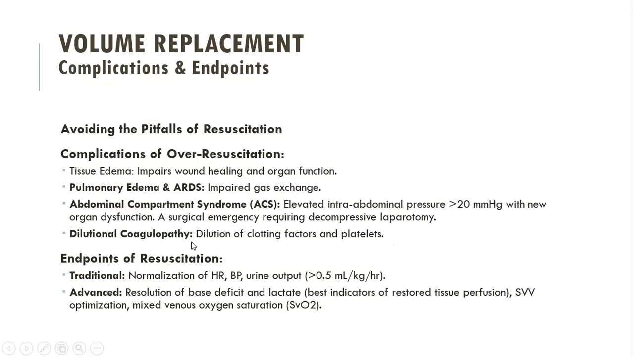Now, what should be the endpoints of resuscitation? Additionally, there should be normalization of heart rate and blood pressure, and urine output should be greater than 0.5 ml per kg per hour. In the advanced setting, resolution of base deficit must be there, and lactate must be in the normal range. These are the basic indicators of restored tissue perfusion. And also SVV optimization and mixed venous oxygen saturation. So whenever you are giving resuscitation, these must be normalized.